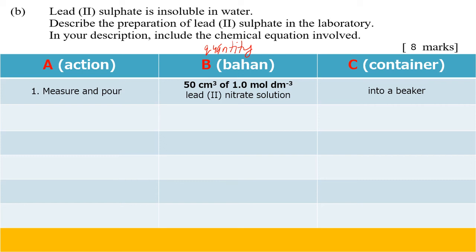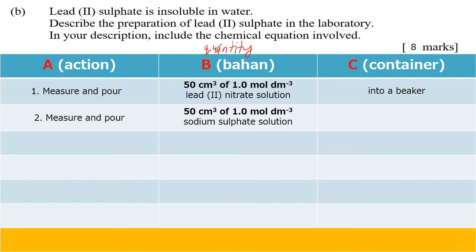Okay. So, yang kedua, kita perlukan another solution. Okay. So, sama ayat yang sama. Measure and pour 50 cm3, 1 mole per decimeter cube sodium sulfate solution. Okay. And put it into the same beaker. Or pour it into the same beaker. Okay. After that, kita buat apa tadi? Kita perlu stir the mixture. Nampak tak ayat cikgu? Stir action.